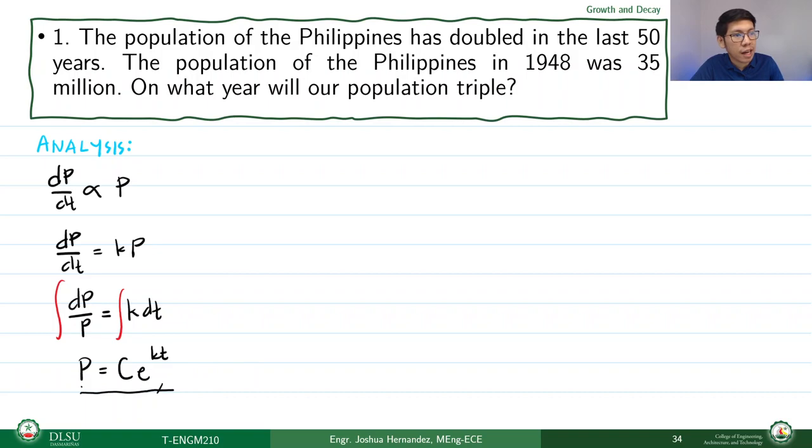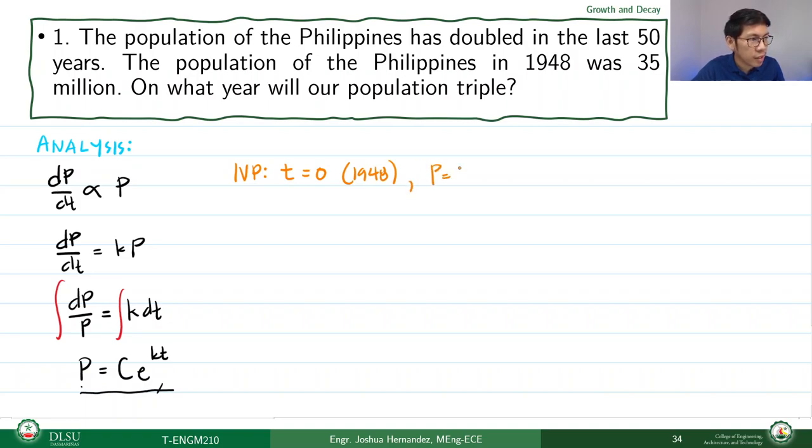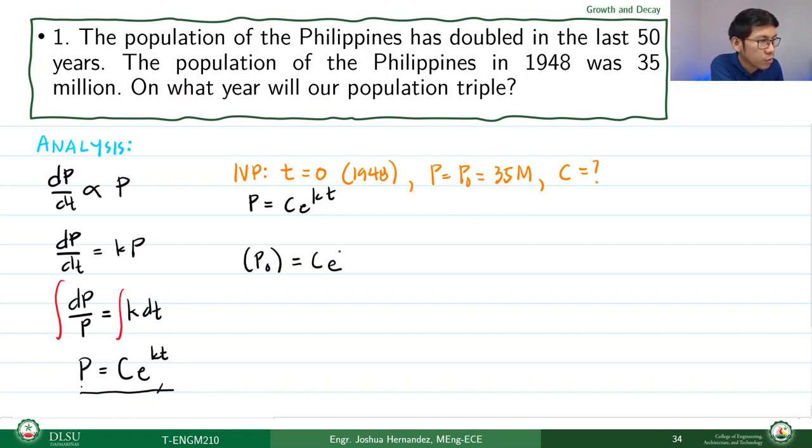Now, we must find out what C is. This C. And we can find that out by using our IVP. So, yung ating initial value problem has conditions of, ano daw? When T is equal to 0, yun nga yung 1948, the initial population was 35 million. Now, using these two information here, we can actually get C. So, let's do that. Kung yung equation natin is P equals C e raised to kt, magkakaroon tayo ng P naught. Substituting, magkakaroon tayo ng P naught equals C e raised to k times 0. And we know that e raised to 0 is 1. Therefore, C is equal to P naught or 35 million.